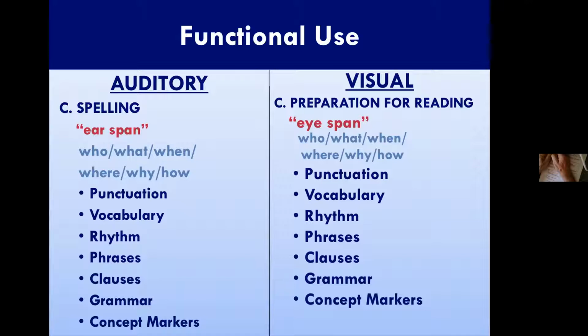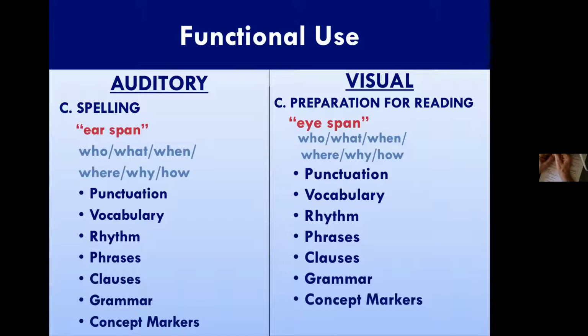So sorry about that. Anyway, so for spelling, if we dictate a sentence, on the visual side, we're teaching them eye span for being able to note the words that they need to chunk into meaningful phrases. Well, when they're listening to a sentence or listening to something that's read to them, they need to do the same thing, but this time it's ear span rather than eye span.